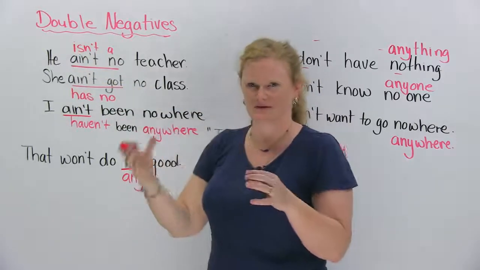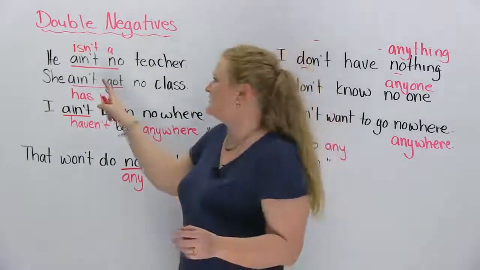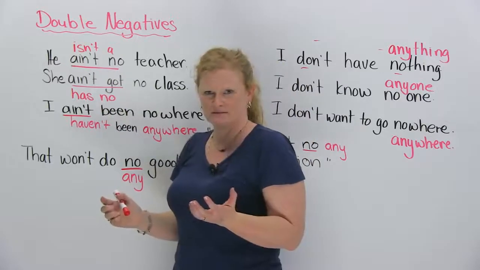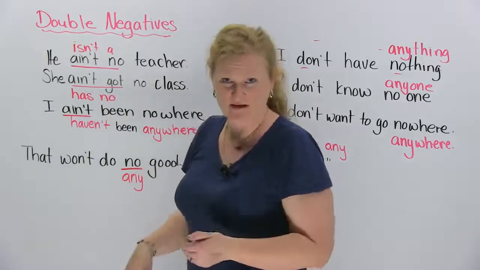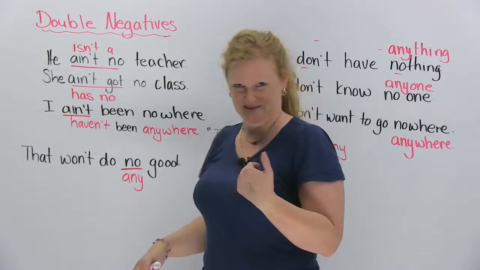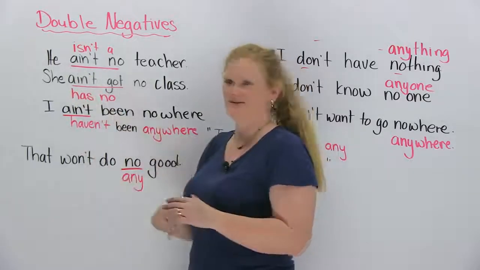You've learned this before. You use the verb to be. So you're going to say, he isn't a teacher. He ain't no teacher, yo. Yeah, you ain't no teacher either. I'm the teacher, and you have to say, he isn't a teacher.